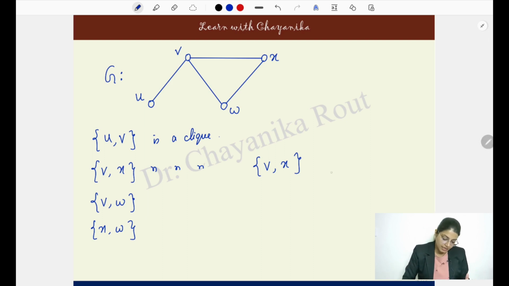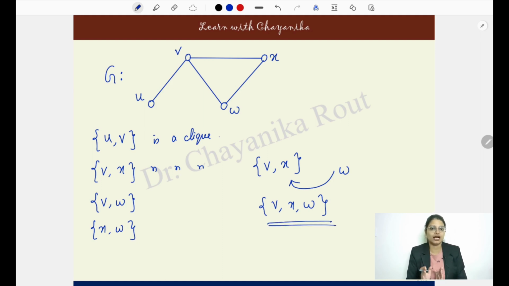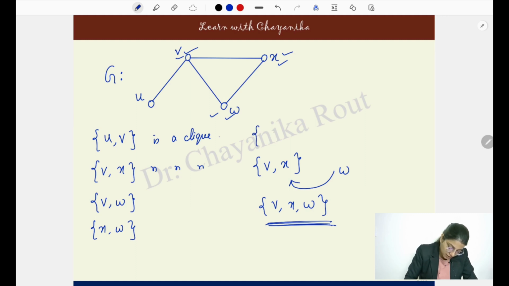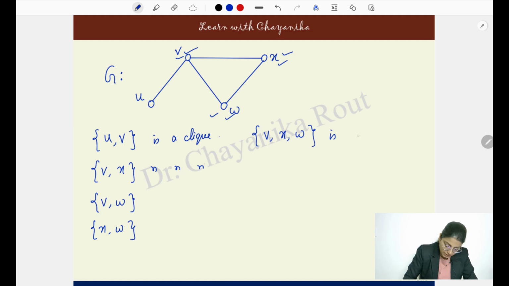What about W? Can I enter the vertex W in this set and still it will be a clique? So if I enter W, check. What are the pairs of vertices that are formed with this set of 3 vertices? VX, XW and VW. Now in the graph I see each of these pairs of vertices are adjacent. See, V and X are adjacent, V and W are adjacent, W and X are also adjacent. So this is a set of 3 vertices which are pairwise mutually adjacent to each other, and that makes it a clique. So we have our first clique of size 3, that is VXW. This is a clique.